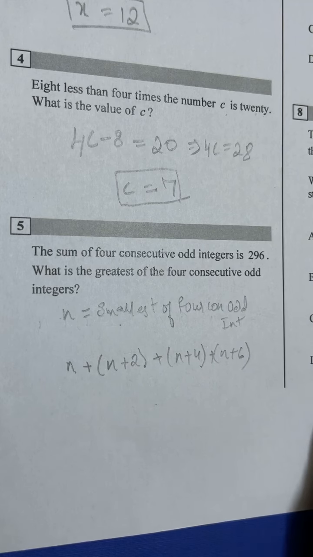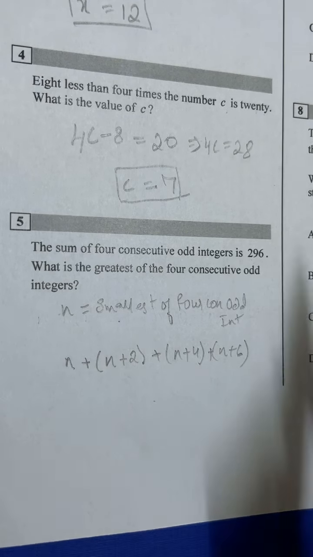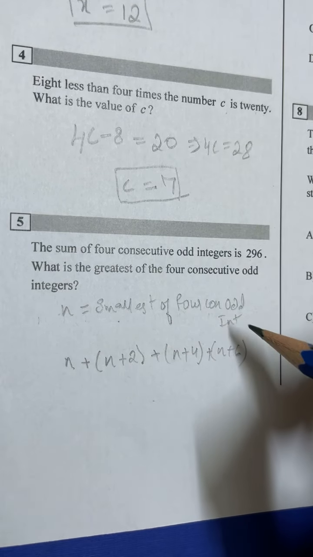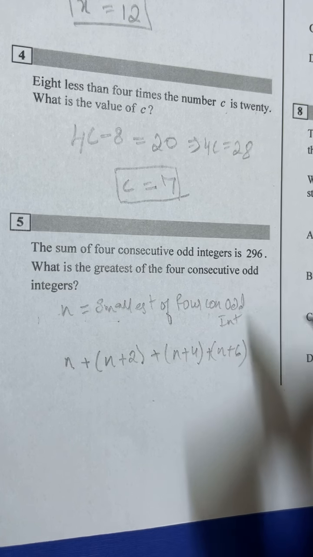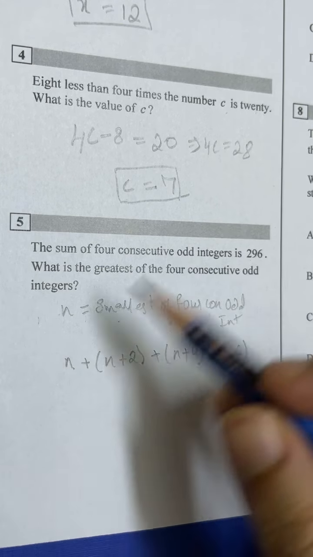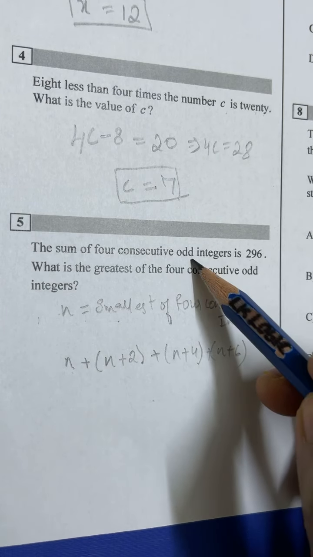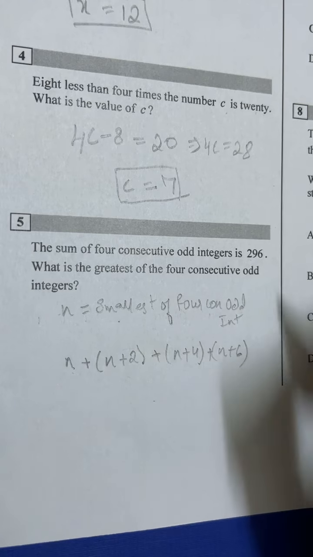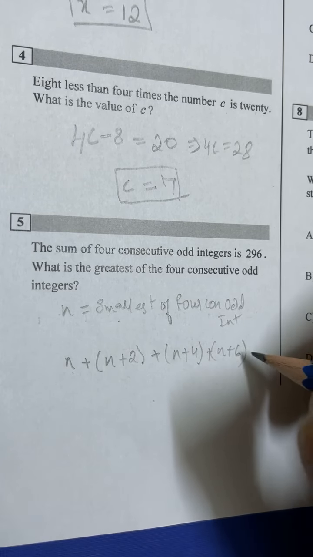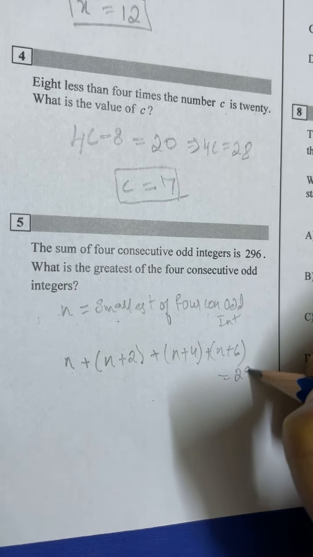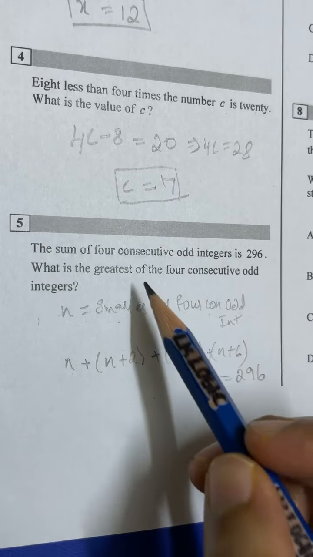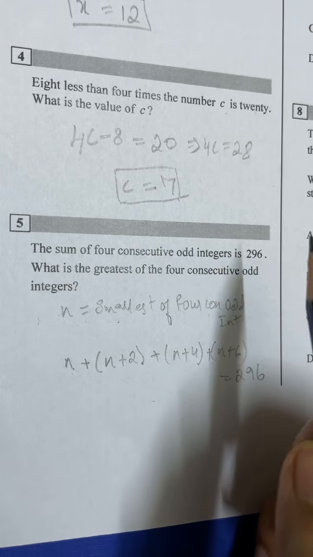Here we have n as the smallest of 4 consecutive odd integers. So we have written the 4 integers as n, n plus 2, n plus 4, and n plus 6, which add up to 296. That's given to you. What is the greatest of the 4 consecutive odd integers? You have to find out.